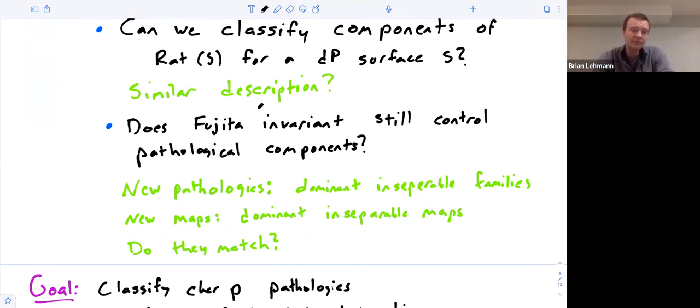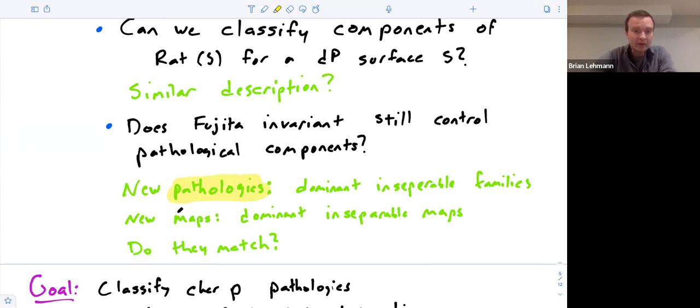So here's how you should be thinking about this question. Here's what it means. In characteristic p, we find new pathological families. For example, there are dominant inseparable families of rational curves. And maybe we can think of this as a type of pathology for a family of rational curves. And so it's something we'd like to get our hands on. We'd like to be able to say, when does it happen?